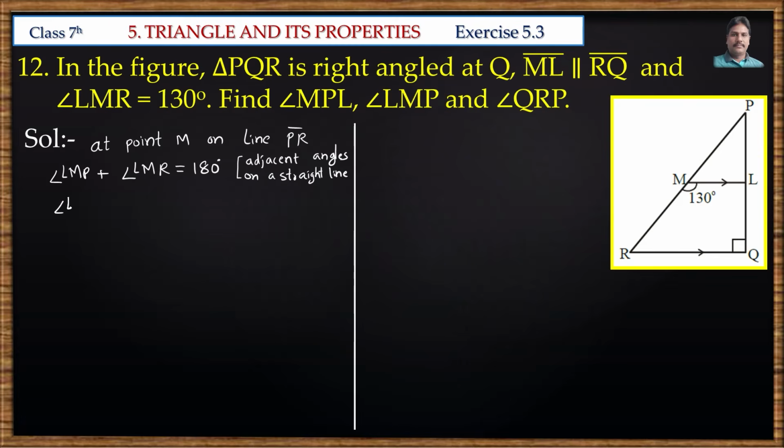Therefore angle LMP plus LMR, which is 130 degrees, is equal to 180 degrees. So angle LMP is equal to 180 minus 130. This will become angle LMP is equal to 50 degrees. One angle we have found. Next we will find angle QRP.